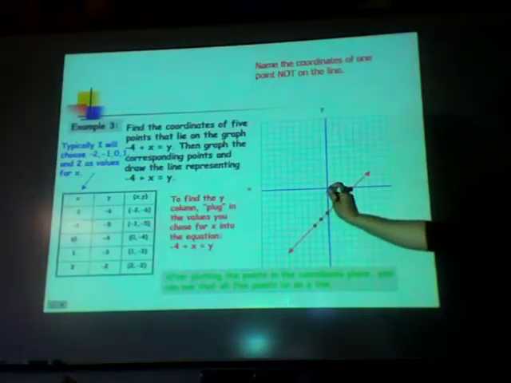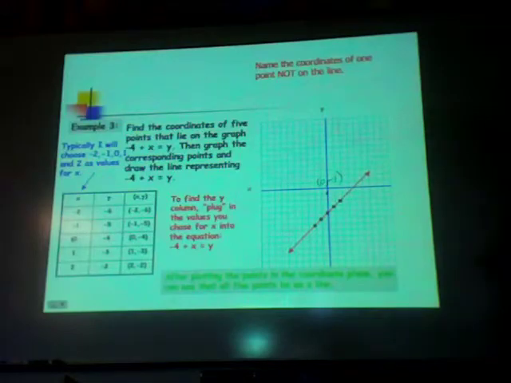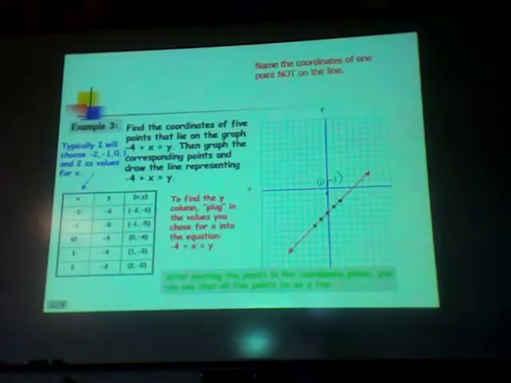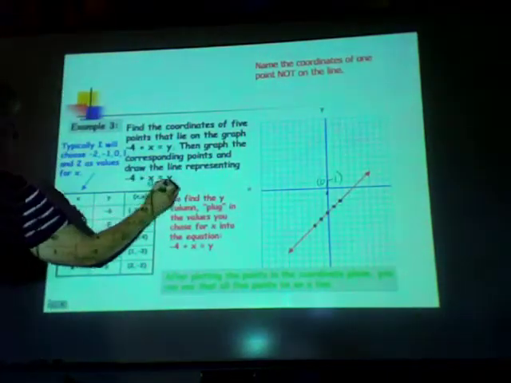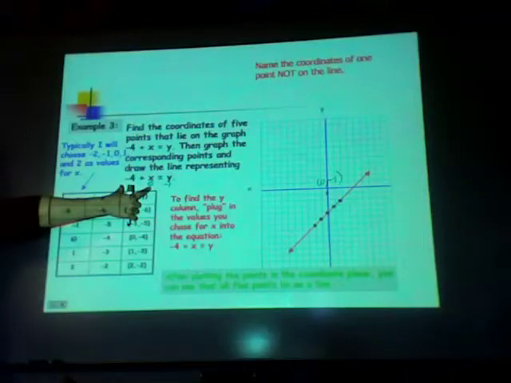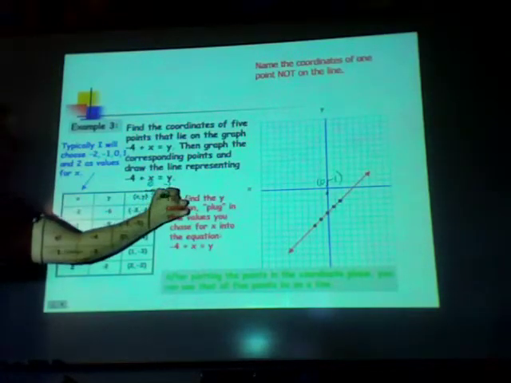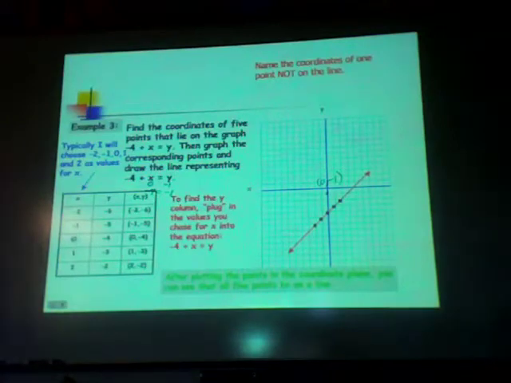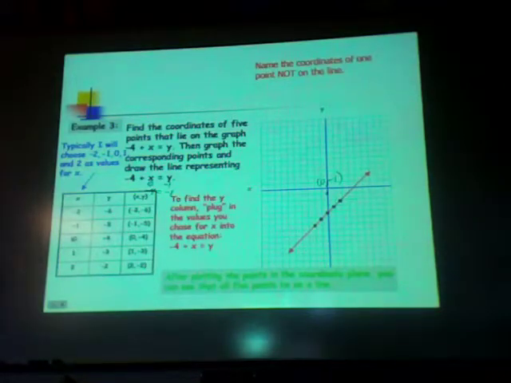0, -1. Would you all agree that that's not on the line? Okay, so let's plug that into here. If x is 0 and y is -1, what's 0 plus -4? -4. Does -4 equal -1? True or false? False. And so it does not satisfy the equation, therefore it is not on the line, and therefore we've answered that question.